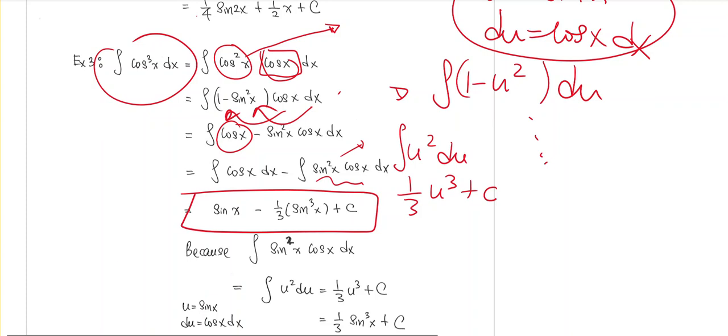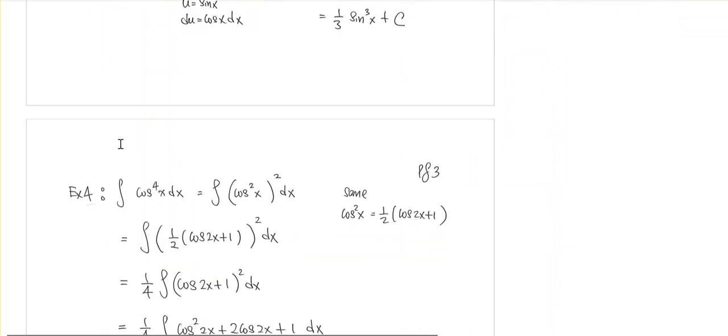So the trick is that we want to do some kind of u substitution. Since this only involves sine and cosine, if you can take out a cosine here, then you should try to write all the rest in terms of sine, because if you can do that, then the u substitution will work. Okay, so that is what happens to cosine power 3.